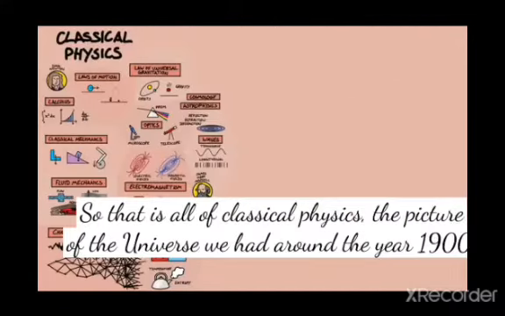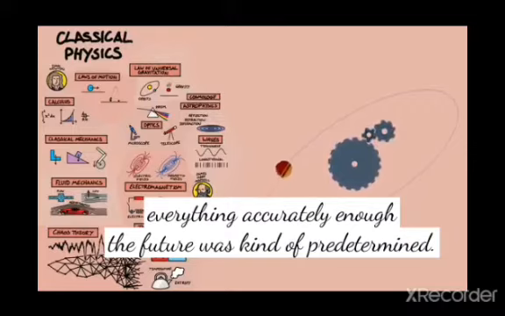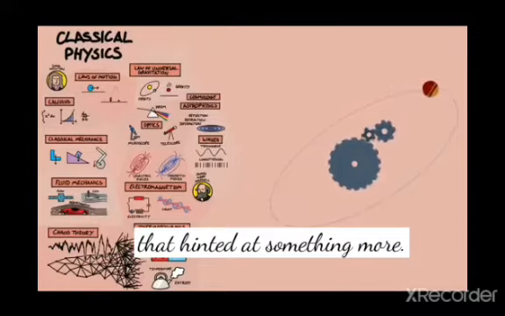So that's all of classical physics. A picture of the universe we had around the year 1900. It told us we lived in a universe where everything ran sort of like clockwork. If you could measure everything accurately enough, the future was kind of predetermined. However, not everything was solved. There were just a few holes in experiments that hinted at something.